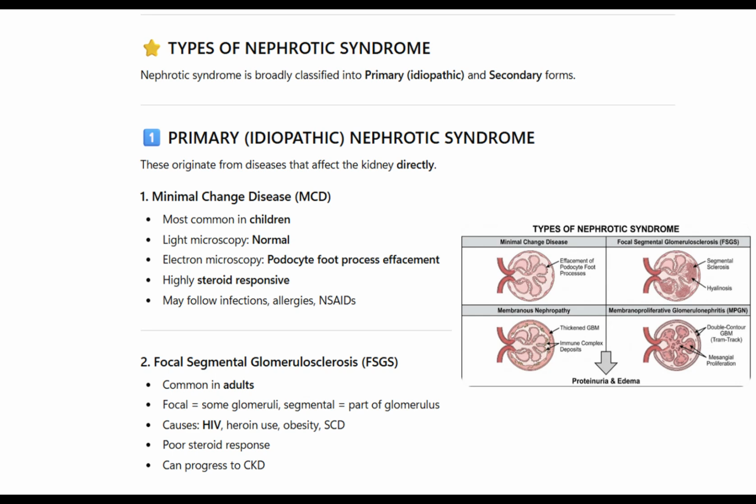B. Focal segmental glomerulosclerosis, FSGS. The second primary type is focal segmental glomerulosclerosis, or FSGS. The word focal means that only some glomeruli are affected, and segmental means only part of the glomerulus is involved. FSGS is common in adults and is strongly associated with HIV infection, obesity, heroin use, and sickle cell disease. Unlike minimal change disease, FSGS often shows a poor response to steroids, and it can progressively lead to chronic kidney disease.